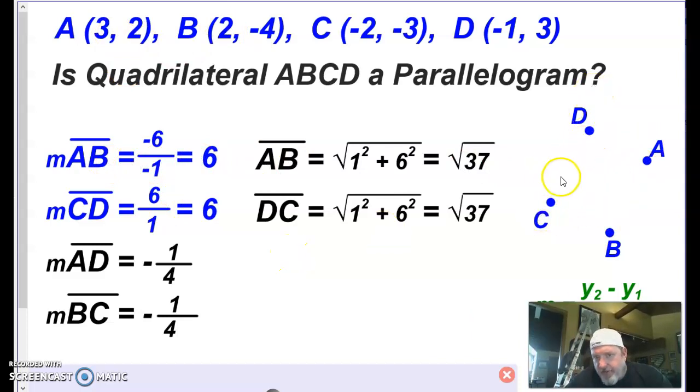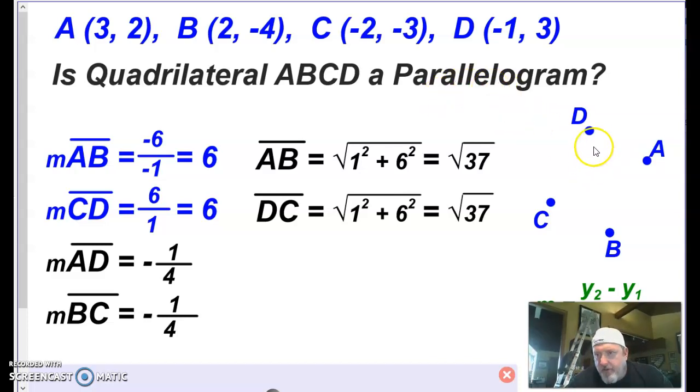I'm going to do the same thing for CD. So the difference in the y's is +6. The difference in the x's is +1. So again, I have a slope of 6. So I know because the slopes here of AB and CD are the same, these 2 sides are parallel. I now have to verify that for AD and BC. I want to make sure that those 2 slopes are parallel. So when I find the slope of AD, I get -1/4. Same thing for BC. So far so good. Our opposite sides are parallel, and that's the first step for making sure we have a parallelogram.